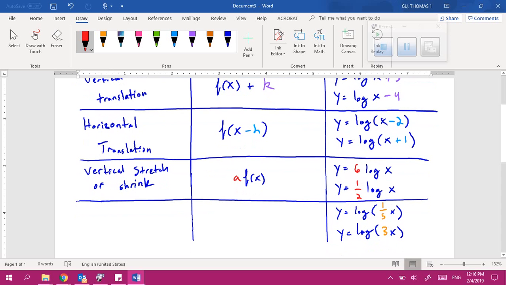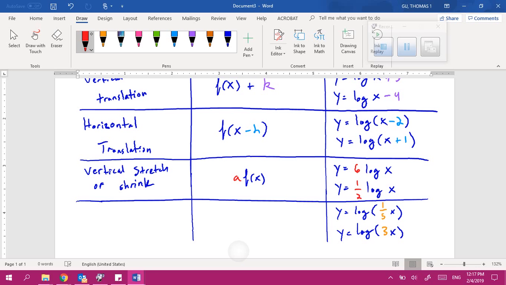All right, what about our next example where it says y equals log of 1/5 times x? What do you think that is? Horizontal stretch. By 5. That's right. So the 1/5x is going to be a horizontal stretch by 5. So then what would the 3 be, the log of 3x? Horizontal shrink by 1/3, that's right.